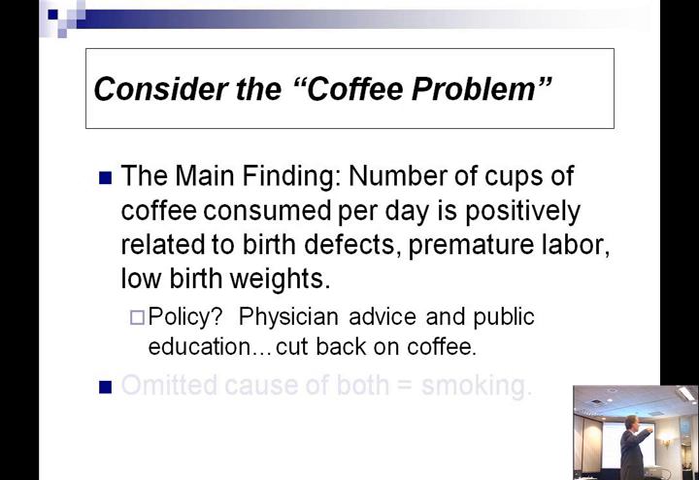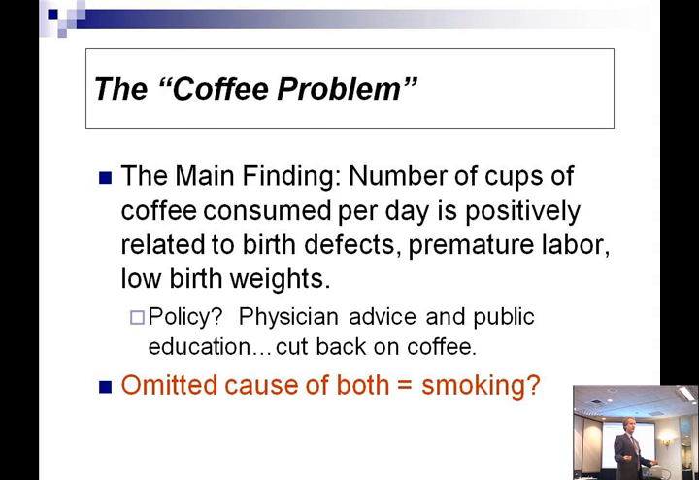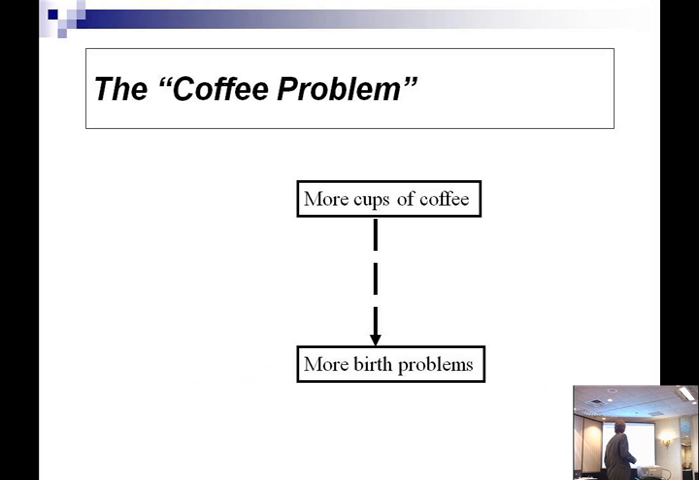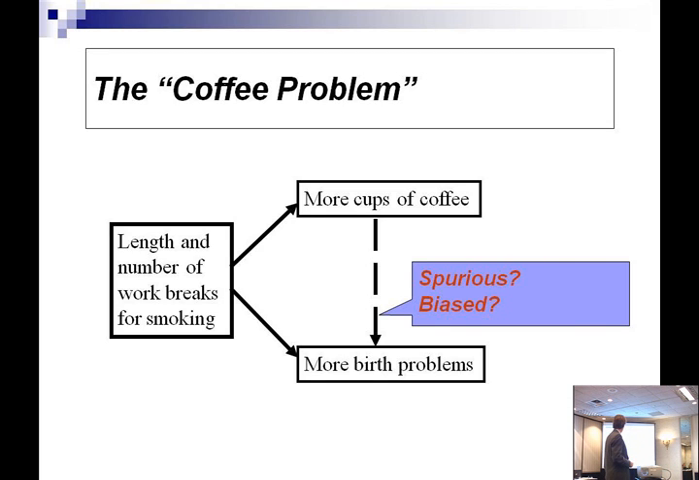But this was an interesting finding. Years ago, they found, oh yeah, more cups of coffee means unfortunate birth outcomes. So the physicians and the public health recommendations, oh yeah, quit drinking so much coffee. Well, the problem was that people who are drinking coffee, a lot of times they're smoking, and hey, what the heck, maybe smoking might have something to do with both coffee drinking and birth outcomes. So here's a schematic of more coffee, more birth problems. And if you forget about length and number of work breaks for smoking, that relation with the dotted line may be spurious, might be biased.